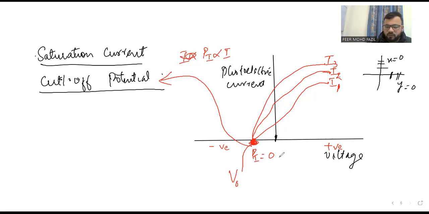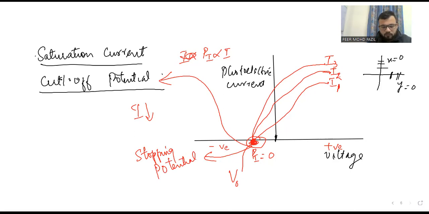Is this clear to you, dear students, how increasing the negative potential makes this graph, and how by increasing the negative potential the current gets reduced from the saturation level and reaches 0? This point we call the cutoff potential or stopping potential. Stopping potential. So in this video we understood a few things.